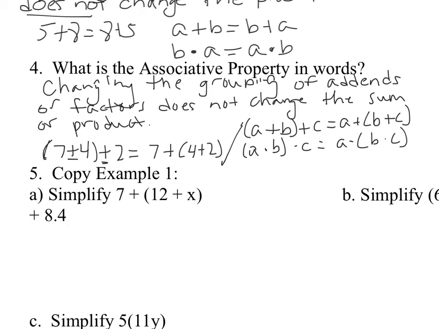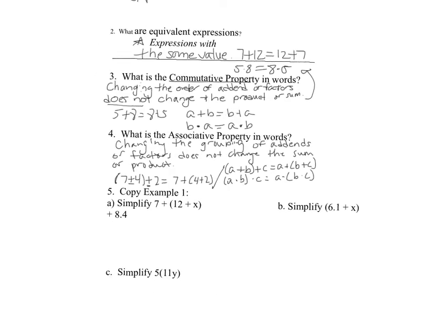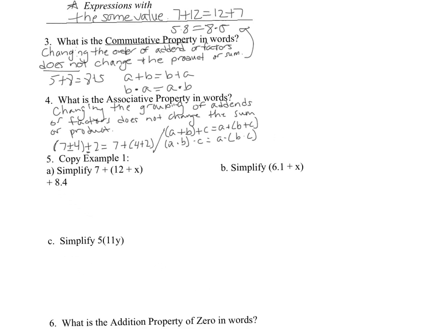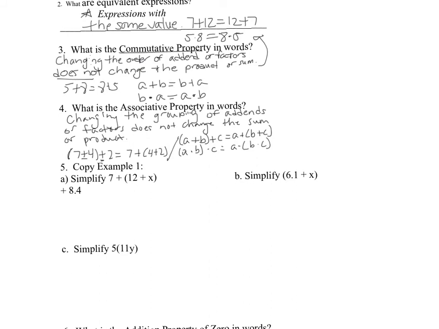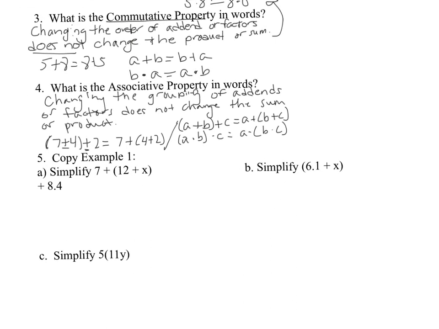Okay, so let's do some examples here. The first one we have right here, and I think if I look at this, I'm not sure where that plus 8 came from, so we're just going to ignore that for right now. You know why? I see where it goes. This plus 8.4 is supposed to go right over here, so we're going to draw that in.